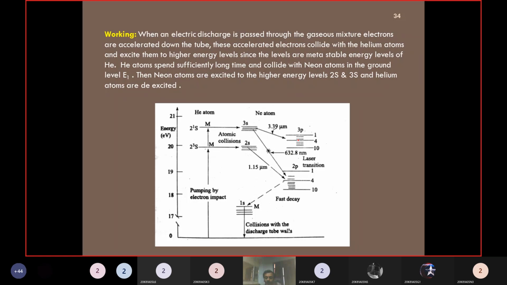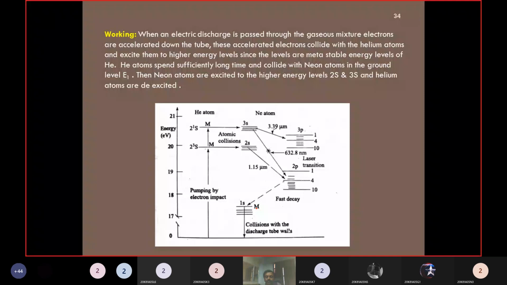Now the remaining transitions are not laser transitions, because these three levels are not metastable states. So 3p to 1s transition takes place, and that is a spontaneous emission. 2p to 1s transition also takes place, and that is also spontaneous emission. That's why laser does not emit from these transitions. This is just a fast decay.